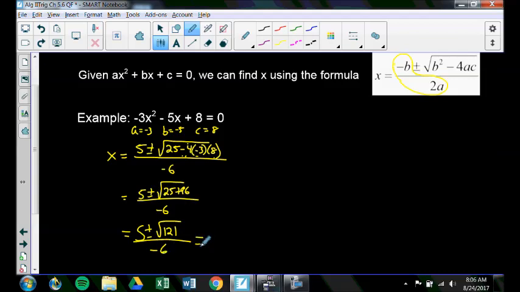Luckily, 121 is a perfect square. It's 11. This is 5 plus or minus 11 over 6. So we get answers of 16 over 6, which is 8 over 3, and we also get negative 1. Those are our solutions. Again, those numbers are pretty clean.